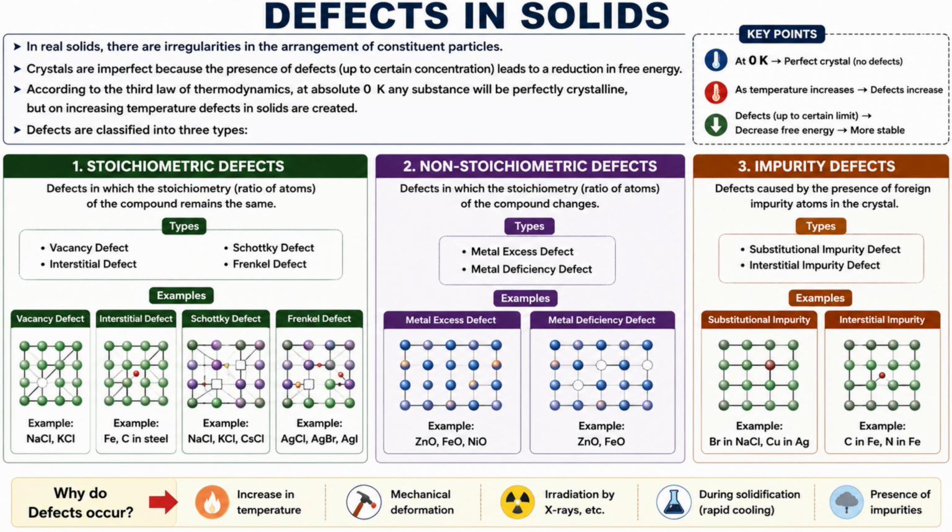As we know, according to the third law of thermodynamics, at absolute 0 Kelvin temperature, any substance will be perfectly crystalline, but on increasing temperature, defects in solids are created, which are classified into the following three types. First one is stoichiometric defect, second one is non-stoichiometric defect, and third one is impurity defect. Now we will discuss all these defects one by one.